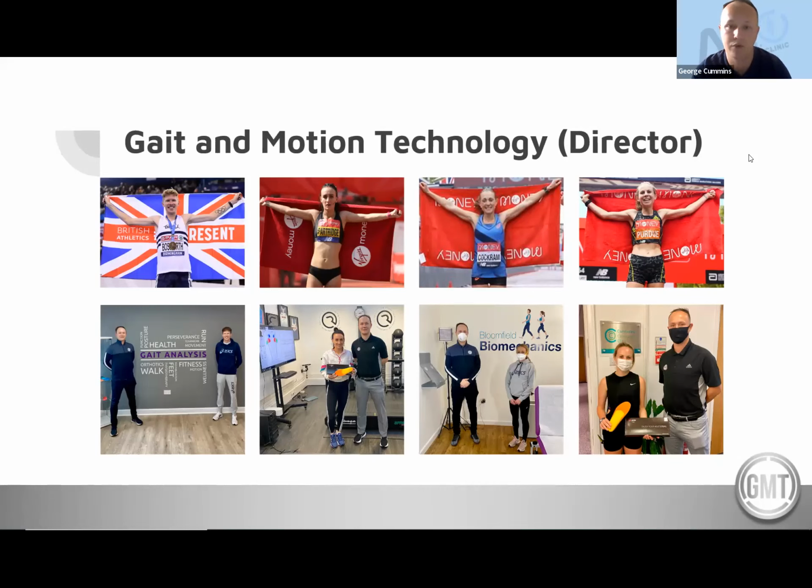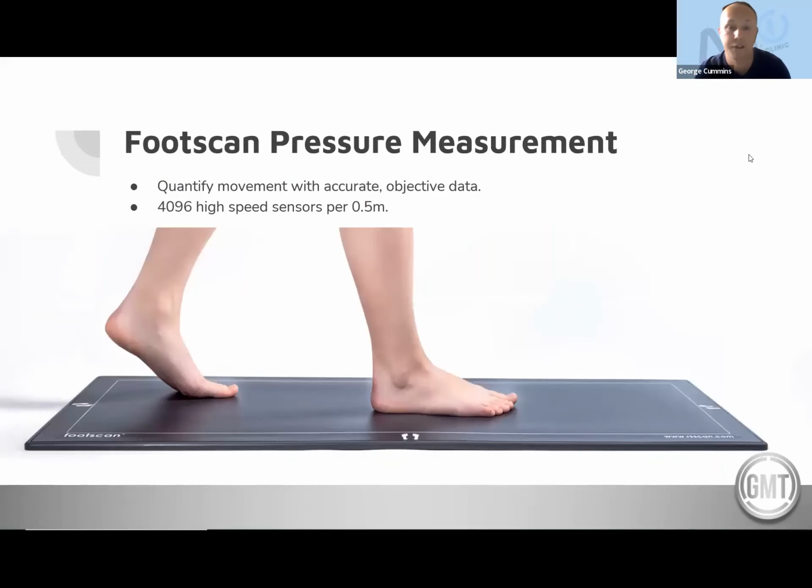Just some of the examples of individuals that I've worked with in the last couple of years here. But we have a particular technology that we provide called FootScan, and A.L.O were actually the first and still the only clinic in Harley Street to bring the technology into practice.